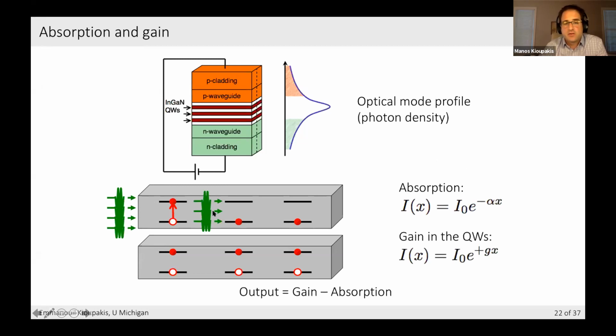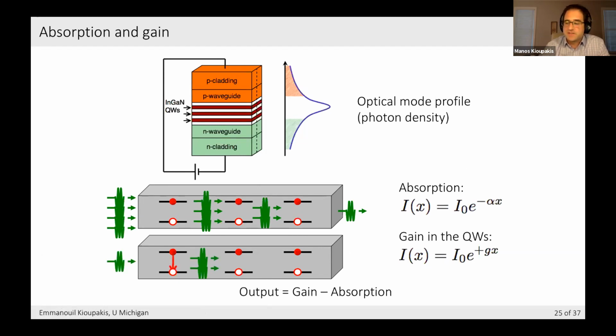Electrons get excited, the photon gets diminished. And as a result, the intensity decays exponentially as the light propagates through the material. Okay, that's where absorption happens. But in the lasing medium, in the quantum well, after you apply the voltage, you end up with more electrons in the conduction band at the ground state, and here you get amplification.